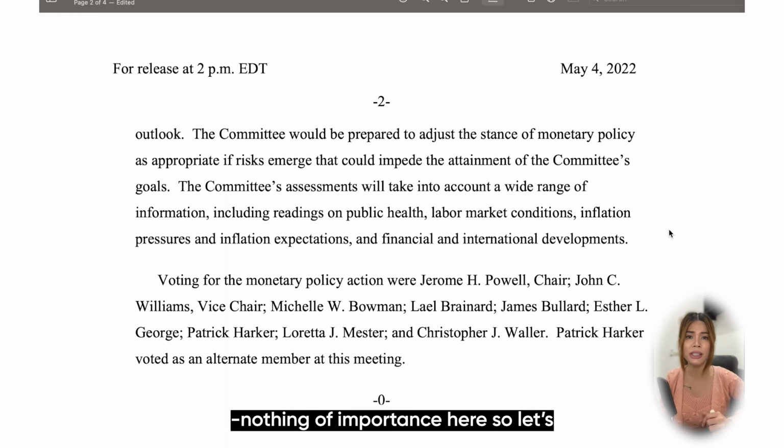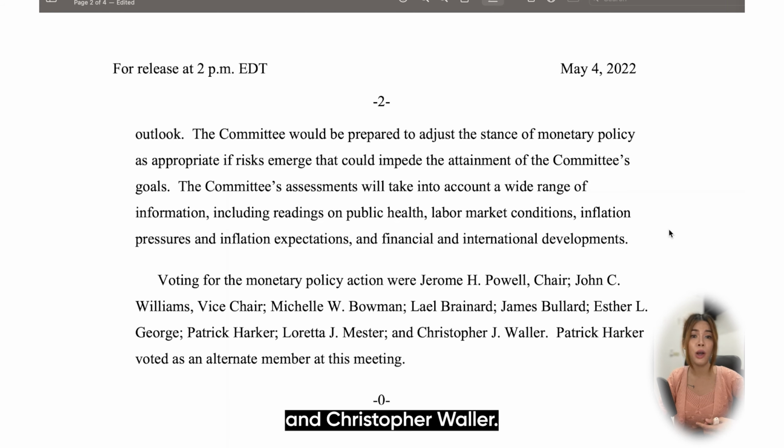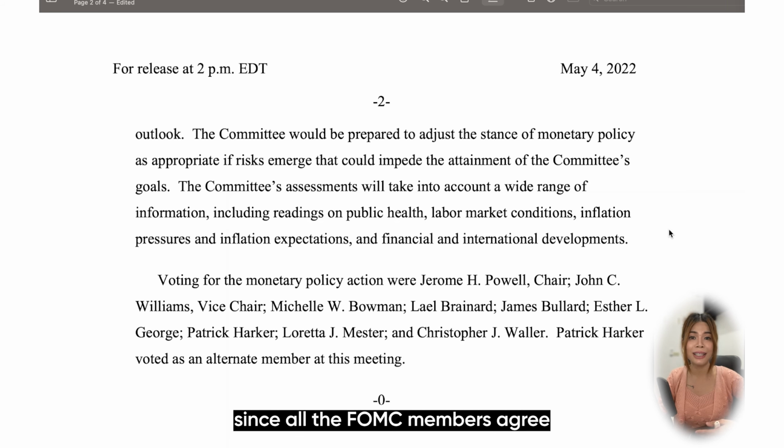Nothing of importance here, so let's leave this alone. I'm voting for the monetary policy actions where Jerome Powell, John Williams, Michelle Bowman, Lael Brainard, James Bullard, Esther George, Patrick Harker, Loretta Mester, and Christopher Waller. Patrick Harker voted as an alternate member at this meeting. Since all the FOMC members agree on the monetary policy decision, there is nothing much to learn from this part.